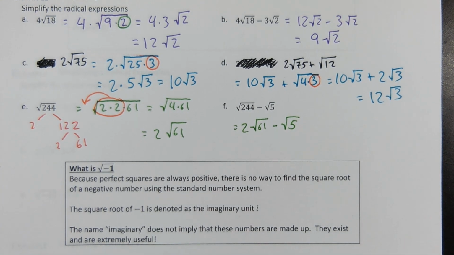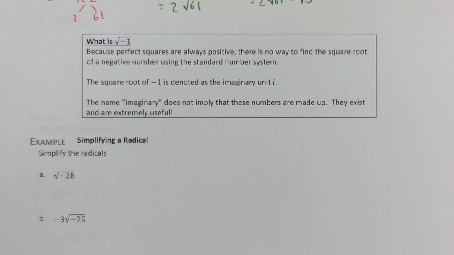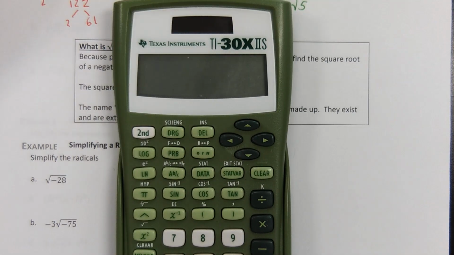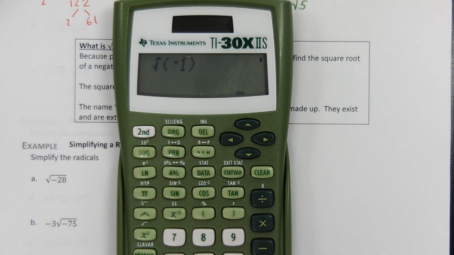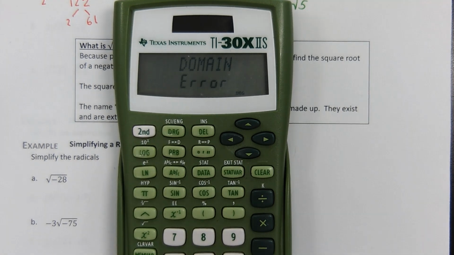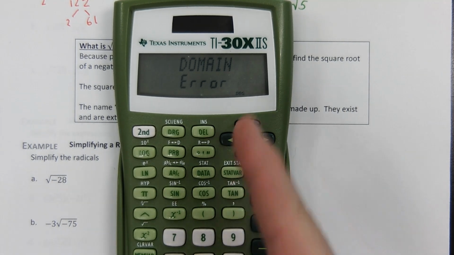So, what is the whole purpose of all this review of reducing radicals? The purpose of it is to talk about what happens when we try to take the square root of a negative number. You see, one of the things that we talked about earlier in the year was that you cannot take the square root of a negative number. I grabbed my scientific calculator, I tried to take the square root of -1, and the calculator says, domain error. That means, no, it can't do it. Well, it doesn't mean it's impossible. It just means that this calculator can't do it.